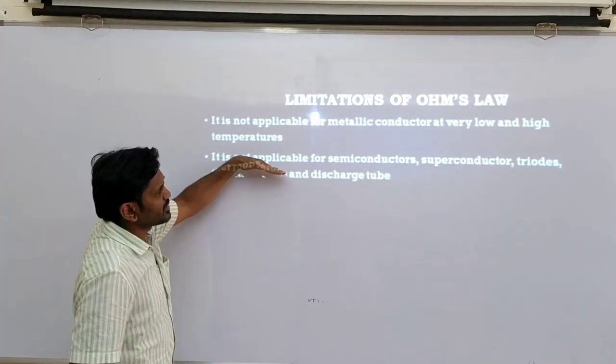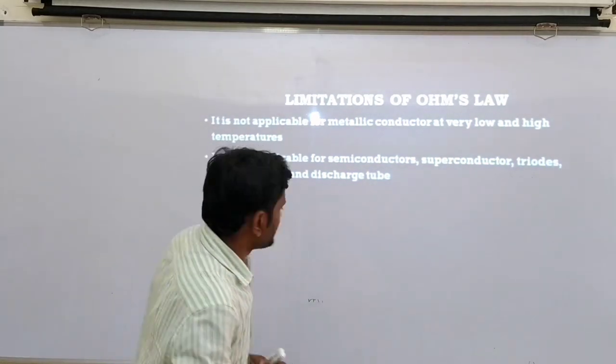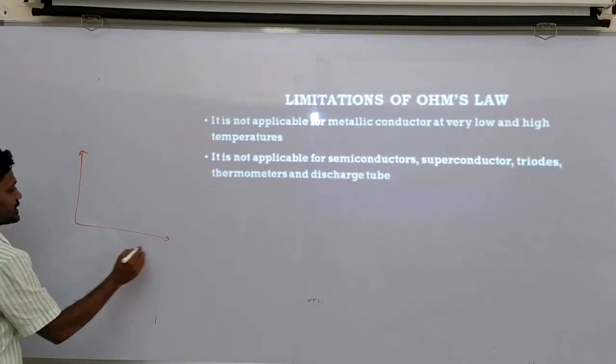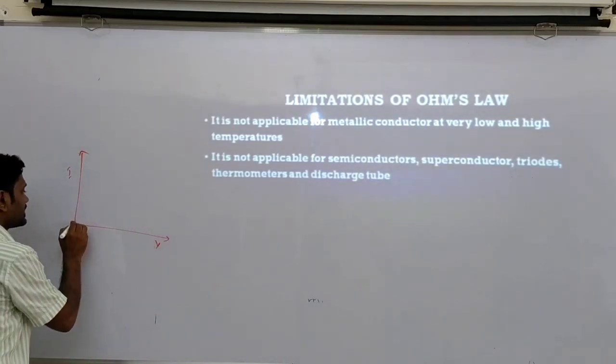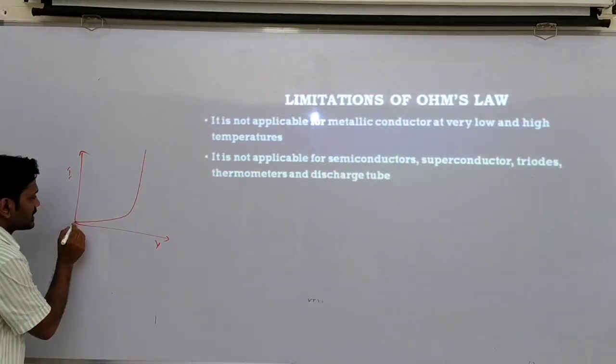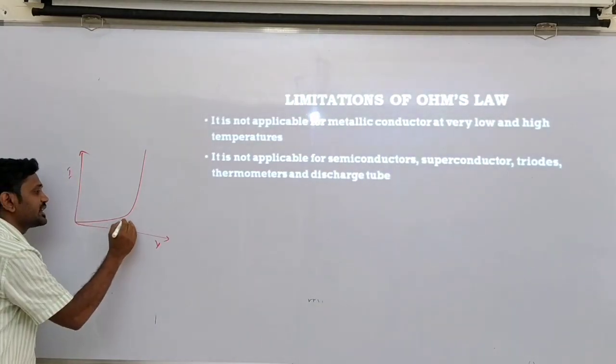Why is it not applicable for semiconductor? For example, we can take a diode. If you plot the VI characteristics of the diode, that is V and I, here a curve is obtained. Observe this one. V increases by a large amount, but I increases by a very small amount.